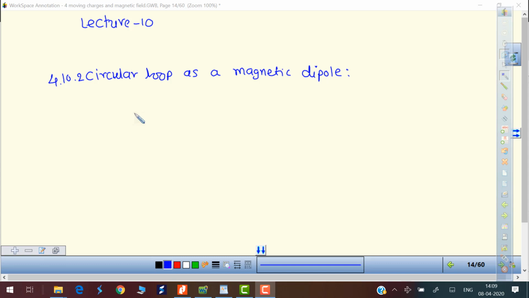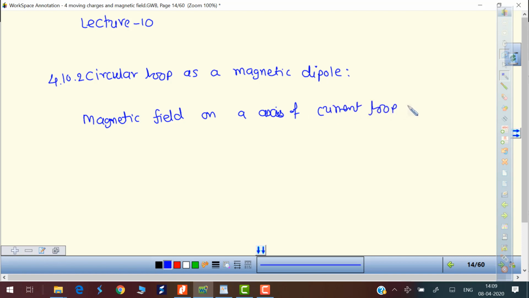While discussing the Biot-Savart law, we have derived a formula for the magnetic field on an axis of current loop as B equal to mu 0 N i R square upon 2 (R square plus X square) raised to 3 by 2. That we have derived using Biot-Savart law.